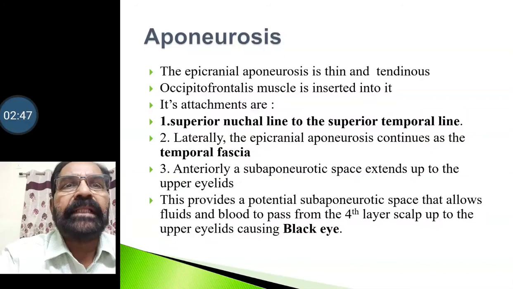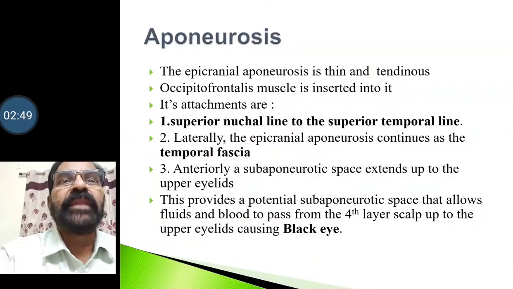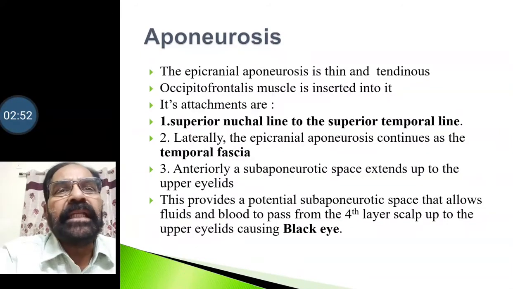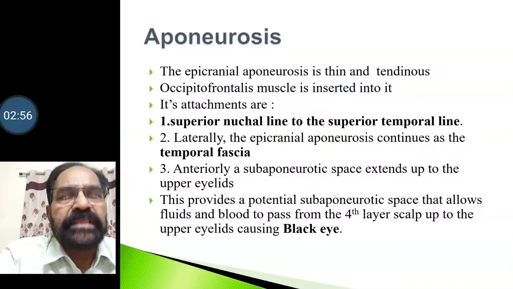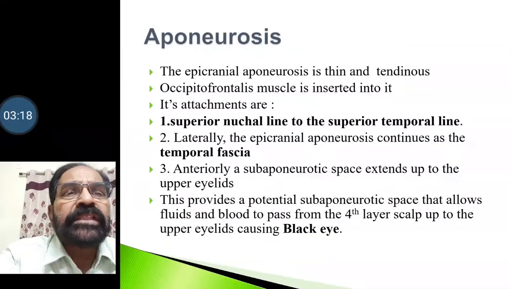The third layer is the epicranial aponeurosis, which is thin and tendinous. It is actually the insertion of the occipitofrontalis muscle. Coming to the attachments, one attachment is the superior nuchal line to the superior temporal line. Laterally, the epicranial aponeurosis continues as temporal fascia. Anteriorly, a subaponeurotic space extends up to the upper eyelids.